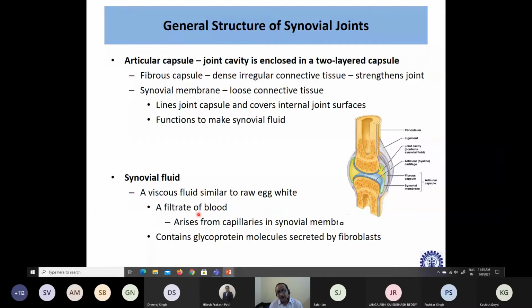It is a filtrate of blood that arises from the capillaries in the synovial membrane, and it contains glycoprotein molecules secreted by fibroblasts. Fibroblasts are cells that are responsible for the generation of fibrous tissue, and this synovial fluid contains glycoprotein molecules secreted by the fibroblasts.